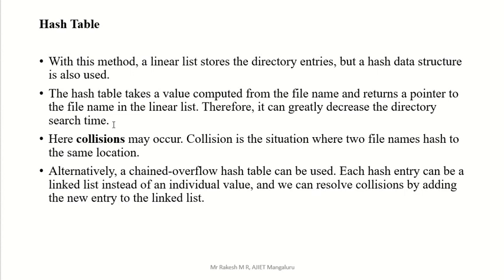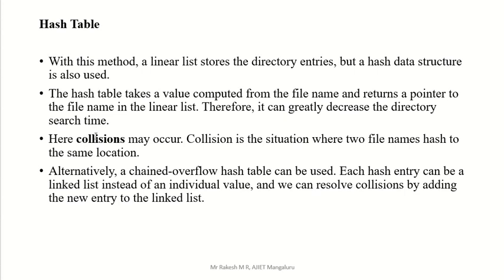Okay, we can reduce the time. One of the disadvantages is collision. There may be a chance of collision. What do you mean by collision? Here we have a situation where two file names hash to the same location. There is a chance of two file names hashing to the same location. Okay, same location, two files may be saved, so there is a chance of collision. But what is the advantage? Search time will decrease.